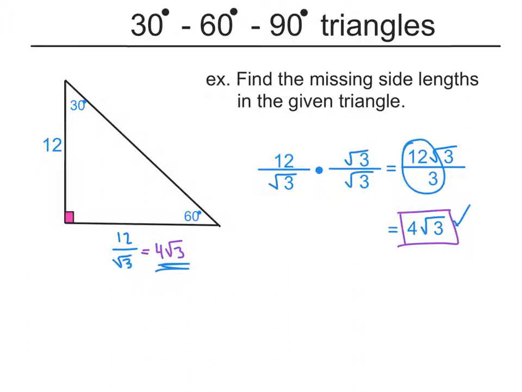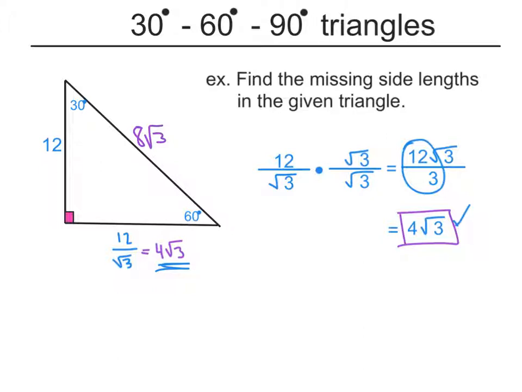So remember, I still need to get the hypotenuse, and the hypotenuse is double this. This is half of the side of the original equilateral triangle. So if this side's 4 root 3, that makes my hypotenuse 8 root 3.